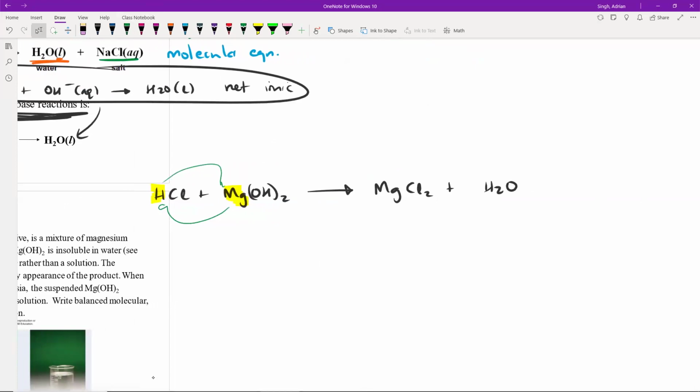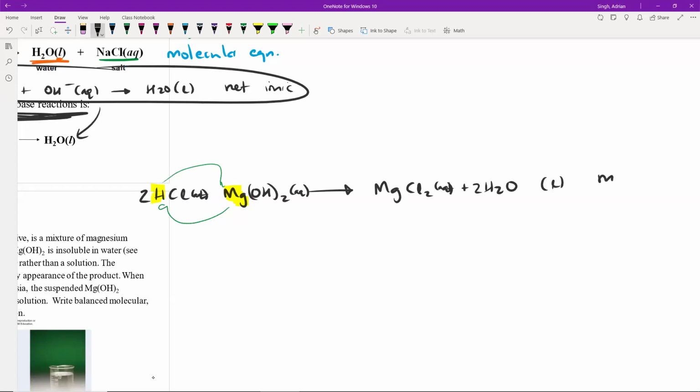Then we put our state symbols in: aqueous, aqueous, aqueous, and our water is going to be a liquid. We want to balance our equation, so we'll put a 2 in front of the HCl, since there are 2 OH groups, and a 2 in front of the water. That's your balanced equation.